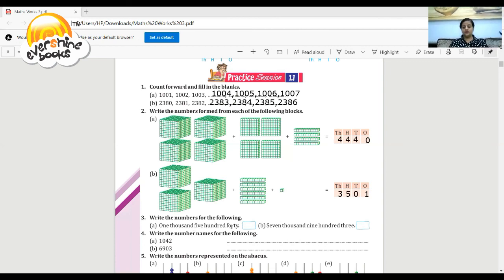Write the numbers for the following. We have to write the numbers. We should know the spelling of 1,000. That is 1,540. So we will write here 1,540. This is the answer. Next is 7,903. 7,000. So we will write here 7,903. So it means there is no number in the place of tens. Yes. Now we will write the spelling also. It is called the number name also. So let's see how to write it.